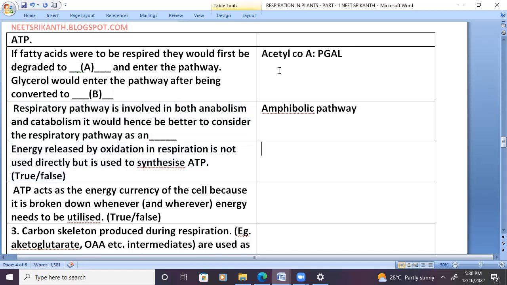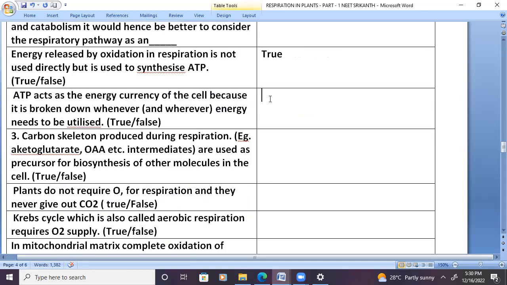Energy released by oxidation in respiration is not used directly but is used to synthesize ATP. Statement, true or false? True. ATP acts as the energy currency of the cell because it is broken down whenever and wherever energy needs to be utilized. True or false? True. Carbon skeleton produced during respiration, like alpha ketoglutarate and oxaloacetic acid intermediates, are used as precursors for the biosynthesis of other molecules in the cell. True.